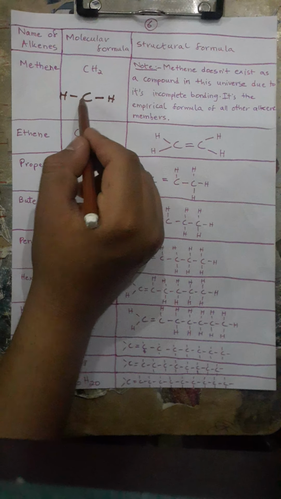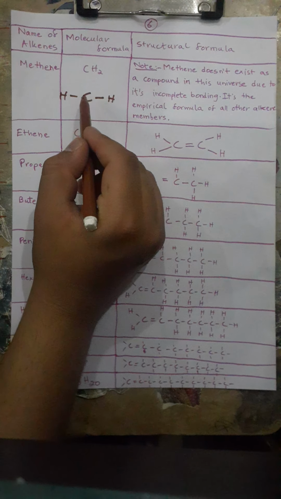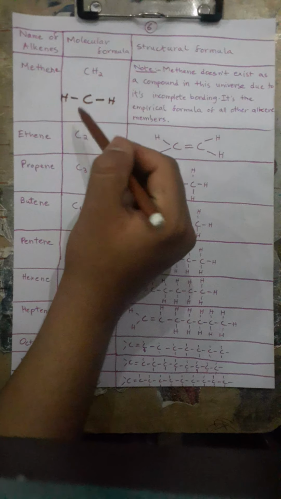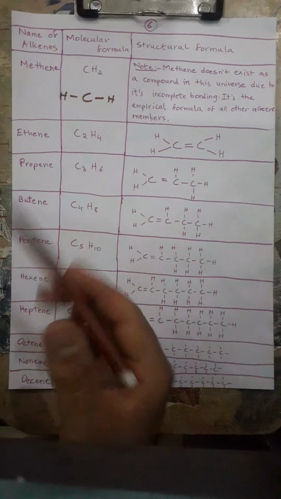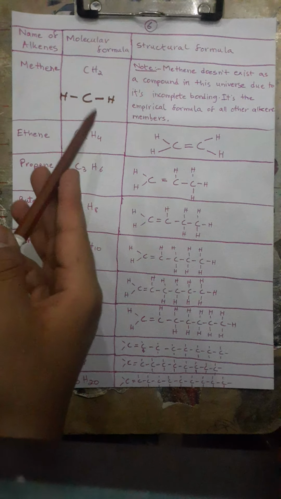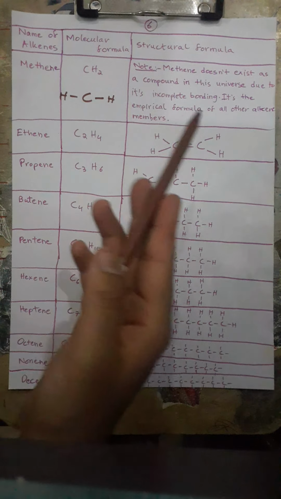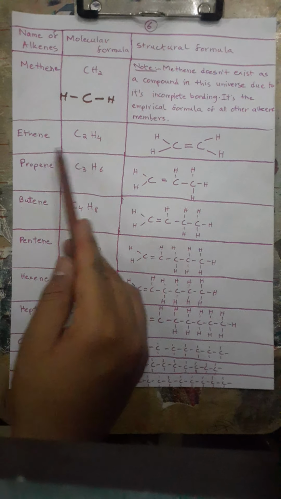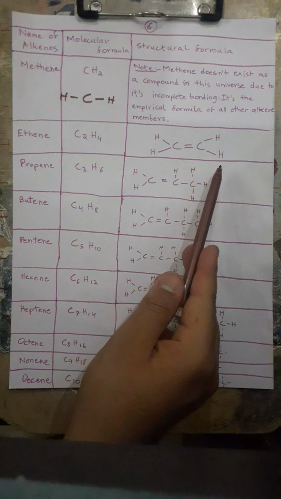So carbon still has free valence electrons. It has the ability to form more covalent bonds, so it is not a complete structure. So methane doesn't exist as a compound in this universe. Ethene does exist because there is complete bonding.